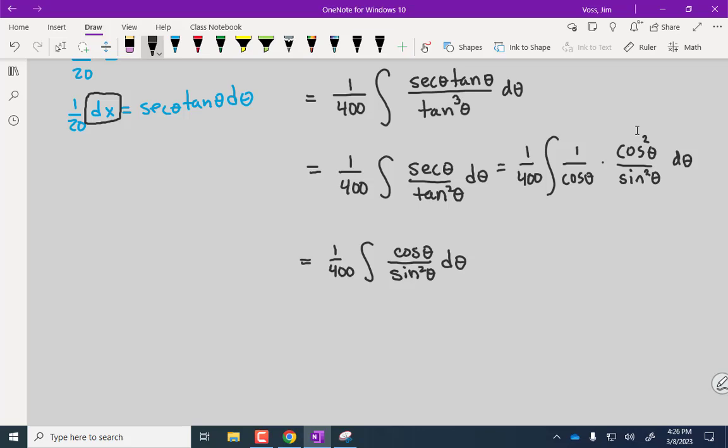And that cosine is to an odd power. So we just imagine it with the differential. And what do we let u equal? Sine.